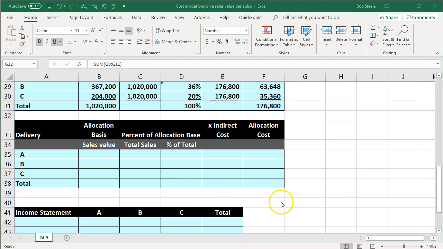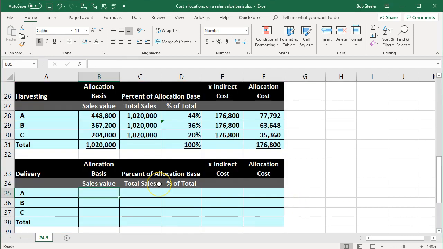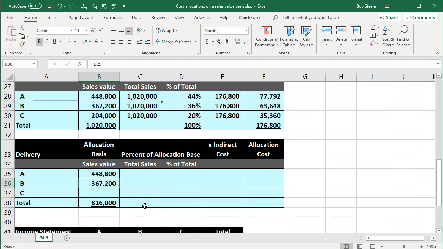So, okay, we're going to go down to the delivery. We're going to take our same sales information. So this equals the 4488. This equals the 367.2. And that's going to be it because we're going to be allocating the indirect portion between A and B. So that's going to add up to 816. So then the total is going to be 816, 816. And then we're going to use our percentages. So our percent is just going to be the 4488 divided by 816. And then this is going to be the 367.2 divided by 816.